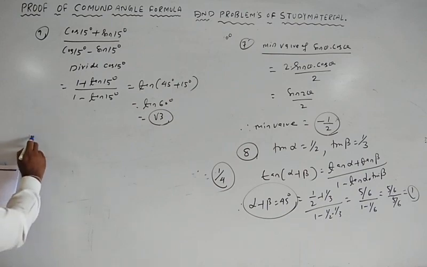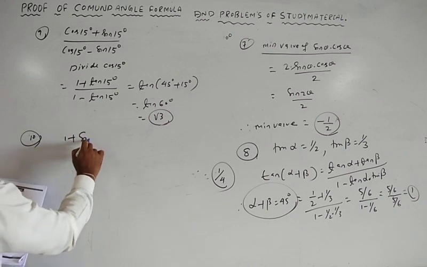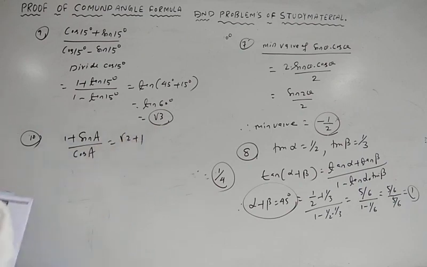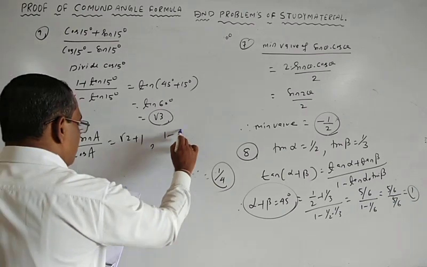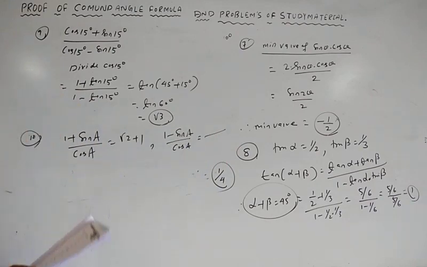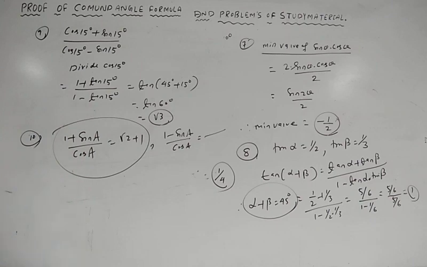So number 10. Here 1 plus sin A by cos A is equal to root 2 plus 1, given. But the value of 1 minus sin A by cos A is equal to dash. Look, here given is 1 plus sin A by cos A, but what we ask is 1 minus sin A by cos A. So in that given condition we multiply by 1 minus sin A to get the answer.